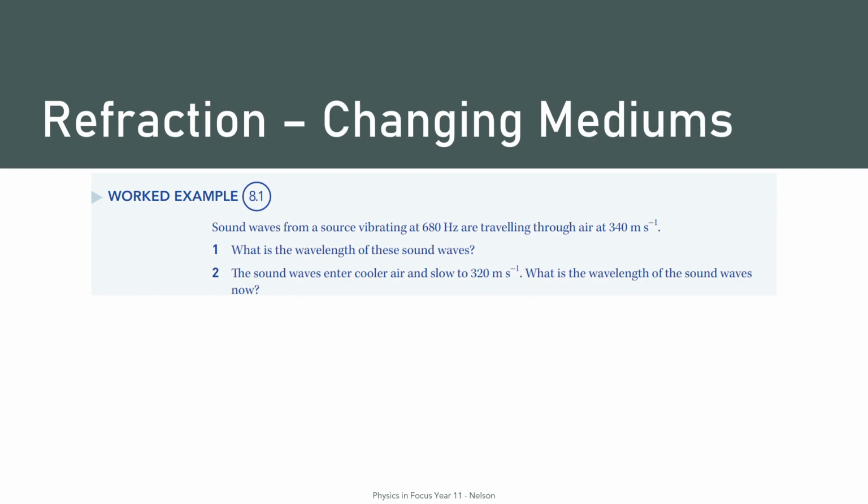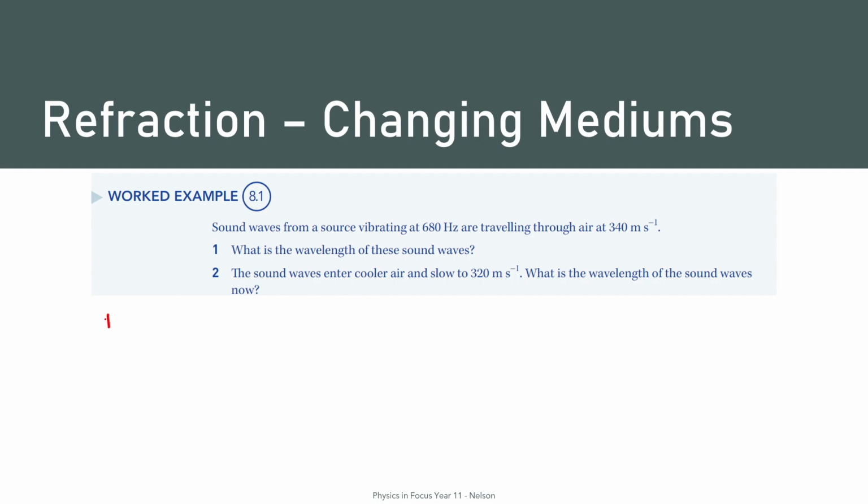So let's just do a couple of quick practice questions to demonstrate this concept a little bit further. Here we have sound waves from a source vibrating at 680 hertz, traveling through the air at 340 meters per second. We're first asked to calculate the wavelength of these sound waves, and then to look at what would happen to the wave if it entered cooler air, which then made it slow. We're then asked to calculate what the new wavelength of the sound would be if we were to transition from the warmer air to the cooler air, which as a result slows it.